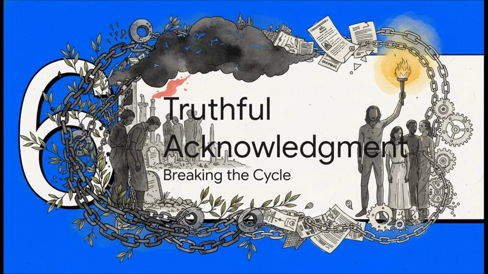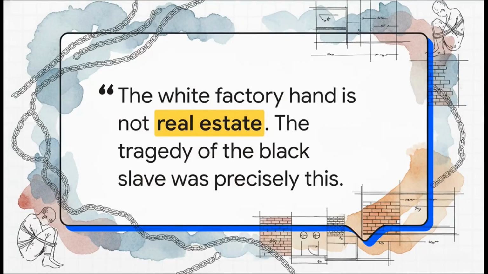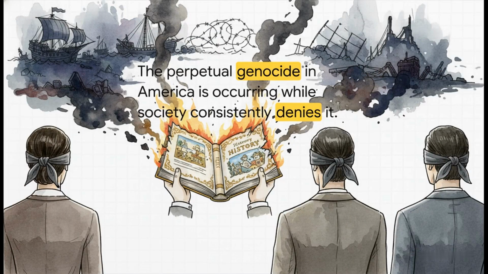Finally, Chapter 6, Truthful Acknowledgement. Any real acknowledgement has to start with this brilliant framing from W.E.B. Du Bois. We have to recognize the ultimate, legally sanctioned degradation of humans as literal property. A white factory worker back in the day might have faced terrible conditions, sure, but he was never real estate. That unique designation as property created an existence rooted entirely in systemic oppression, an oppression that persists in institutional forms to this very day.